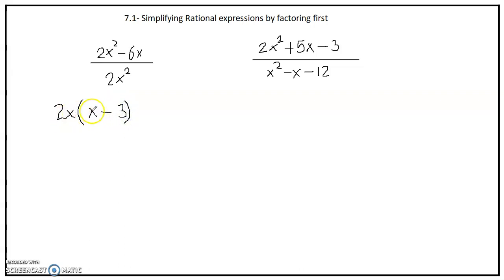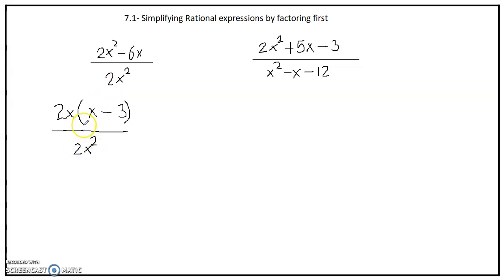And you can check if this is right by distributing them over again. 2x times x gives us 2x squared. 2x times negative 3 gives us negative 6x. Alright, so the top part seems pretty good. We'll just write the denominator. We can't really factor out anything from the denominator.